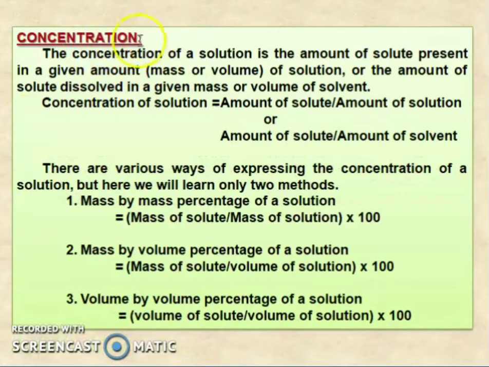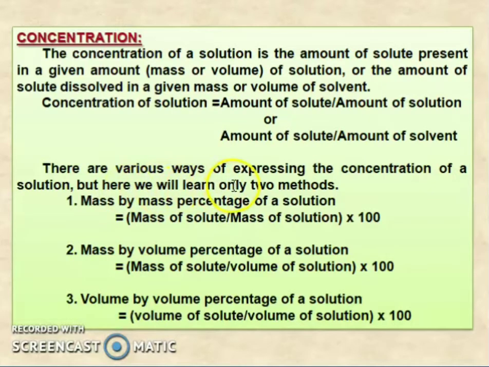Next topic, concentration. The concentration of a solution is the amount of solute present in a given mass or volume of the solution, or the amount of solute dissolved in a given mass or volume of solvent. So how can we find the concentration of a solution? The concentration of the solution is equal to the amount of solute upon the amount of solution, or the amount of solute upon the amount of solvent. So there are various ways of expressing the concentration of a solution.